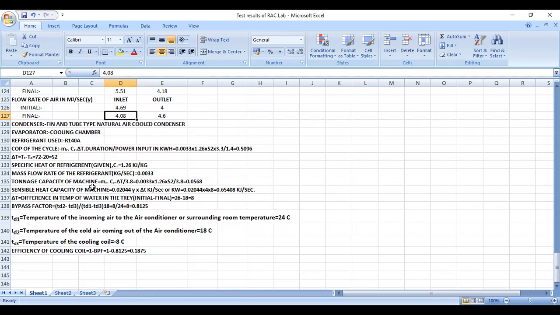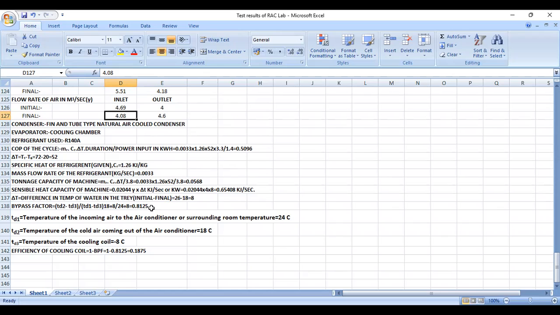The tonnage capacity of the machine is m Cr delta T divided by 3.8, and it is 0.568. The sensible heat capacity from this formula is 0.645. The relative difference in temperature of the water in the tray is 8 degrees.